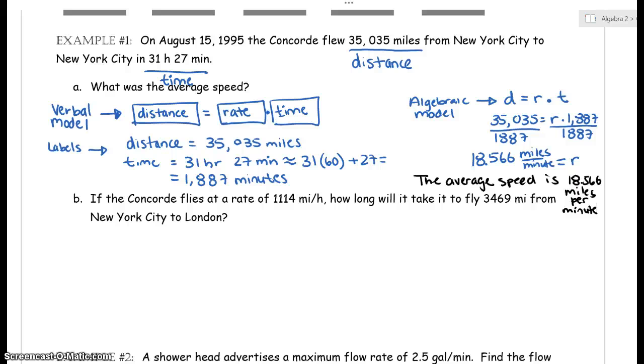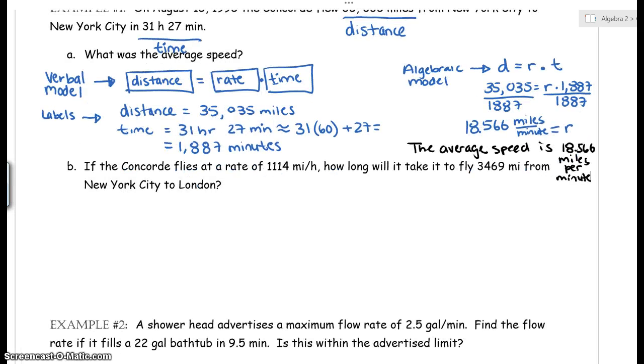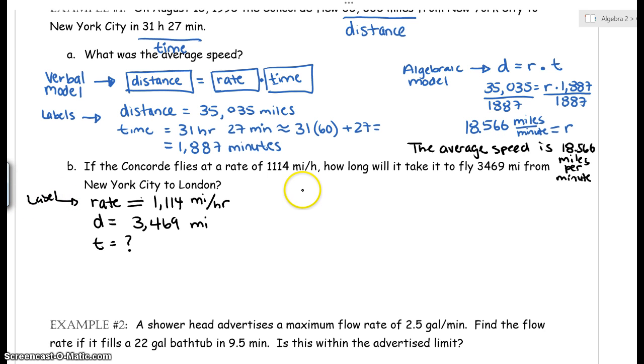Well, we've already done some of the legwork above, like labeling things and writing the verbal model. So I'm going to just start with the labeling here. We know in this problem that the rate is equal to 1,114 miles an hour. And we know the distance traveled, because it says how long it took to fly this long, is equal to 3,469 miles. So the question is, how long will it take? They're asking us for time, which we don't know, but that's what we're looking for. So that's our labeling, and now we're going to go into the algebraic model.